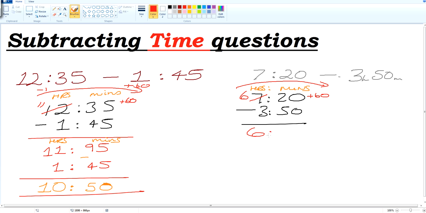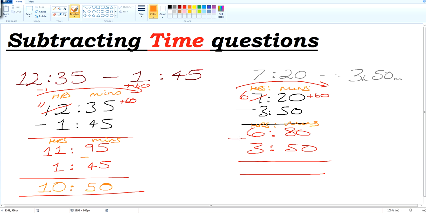So now 7:20 becomes 6:80. And 3:50 stays as 3:50. Now we are in a much better position where we can actually answer the question. This is our hours. This is our minutes. So now 80 minutes minus 50 is 30. Lovely. And 6 minus 3 is 3. So 7:20 minus 3 hours 50 gives you 3 hours 30.